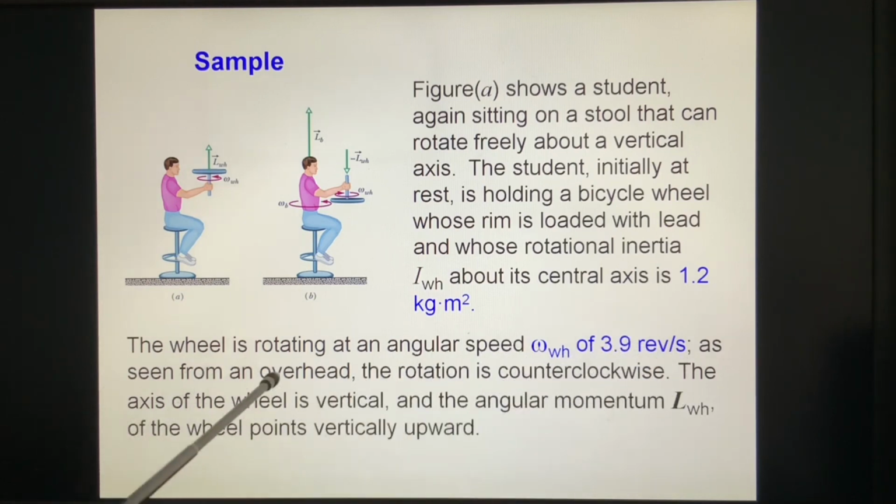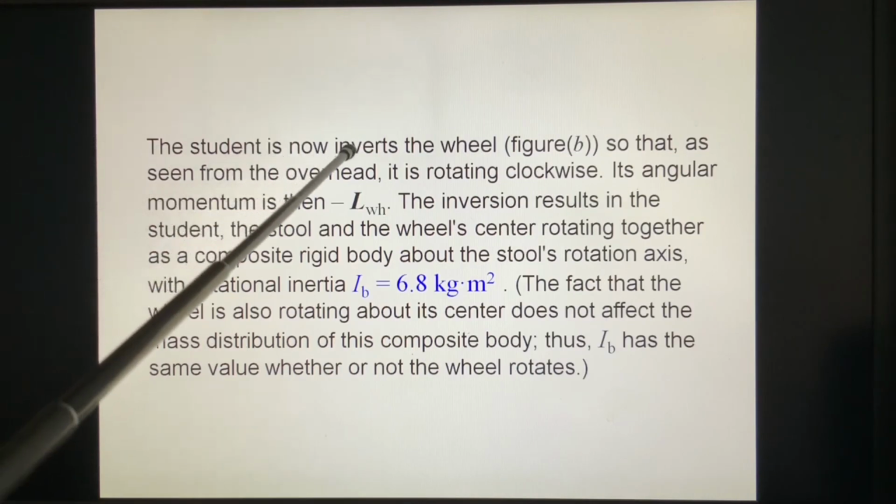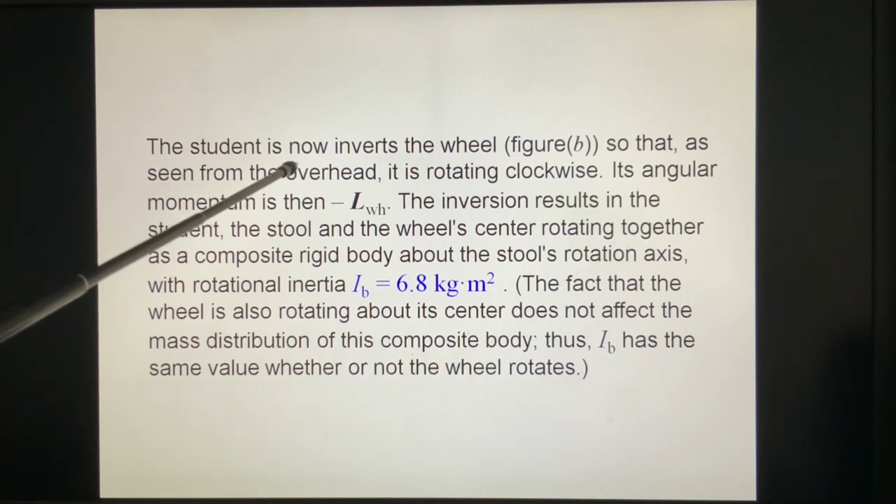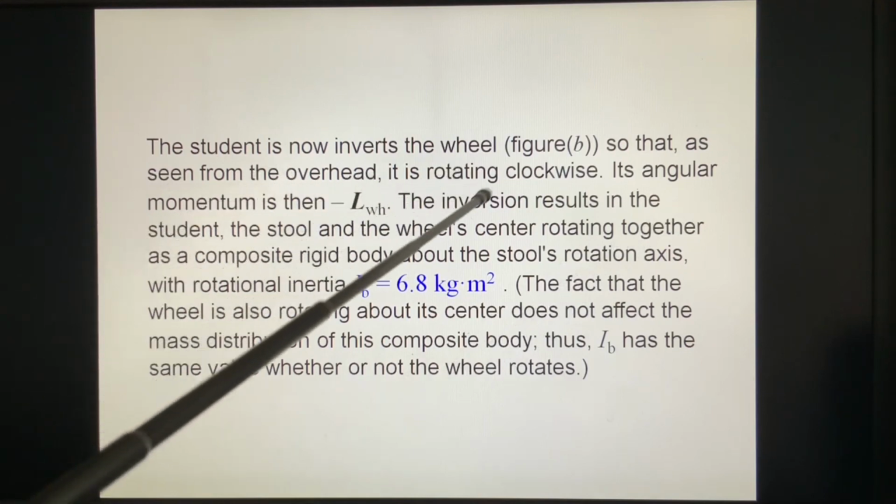As seen from overhead, we see from the top, the rotation is counterclockwise. What this means is it's a positive number. The axis of the wheel is vertical, and the angular momentum L wheel of the wheel points vertically upwards. See this one. The student then inverts the wheel so that, as seen from overhead, it is rotating clockwise.